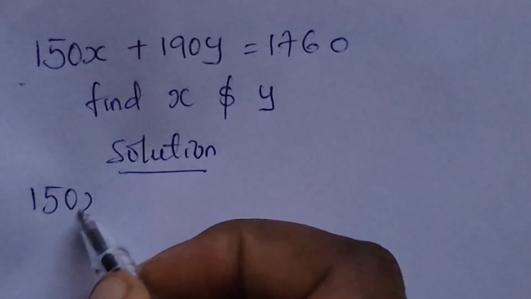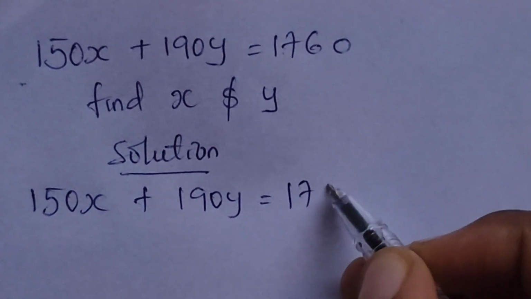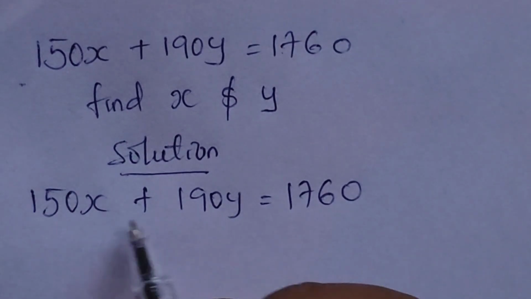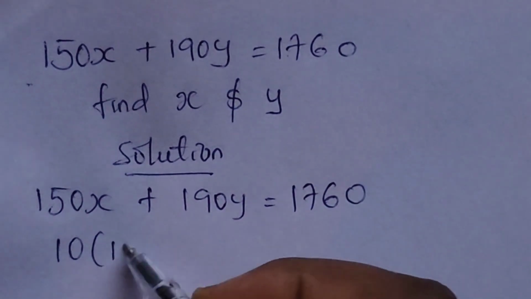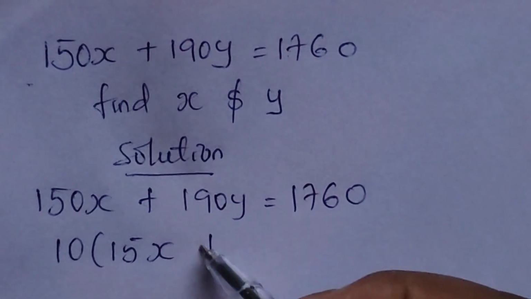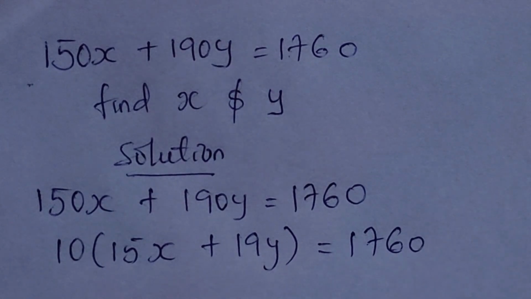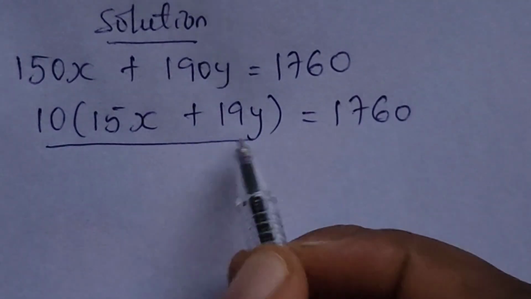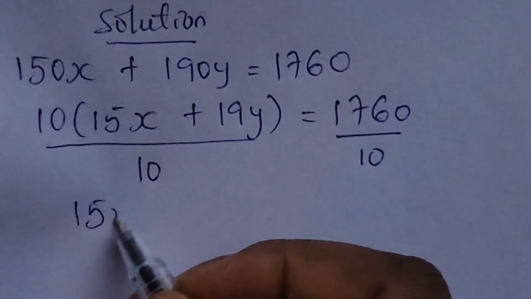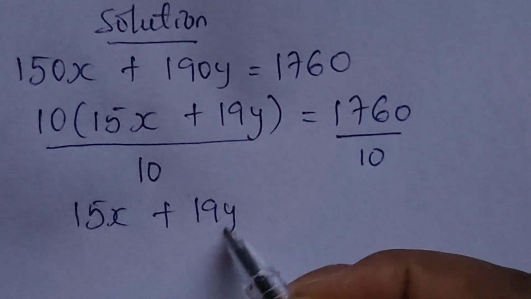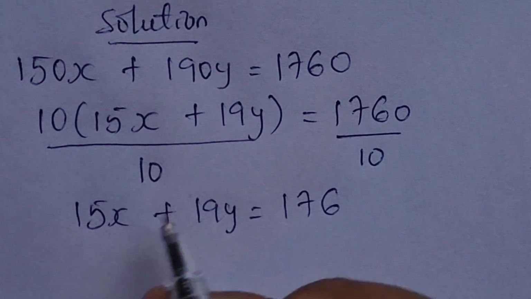So I have 150x plus 190y is equal to 1760. From here, 10 is common. We factor out 10 to have 15x plus 19y equal to 176, after dividing both sides by 10. So let's make x the subject of the formula.